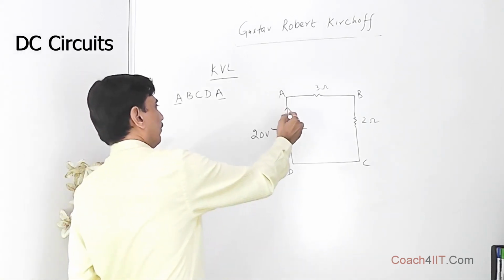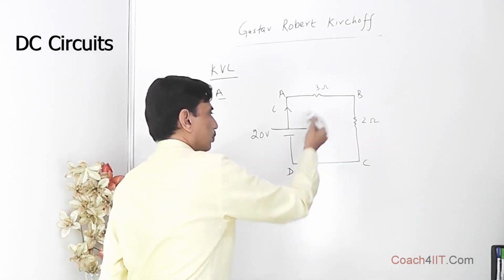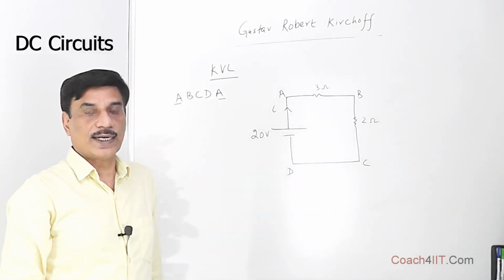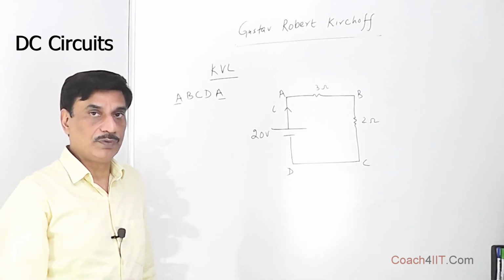Let's say we have taken the current flowing in this direction and say the current is I. So obviously over here there is a single loop, so the current is going to be only in one direction and there is going to be one value of current only. But let's see how we apply KVL.